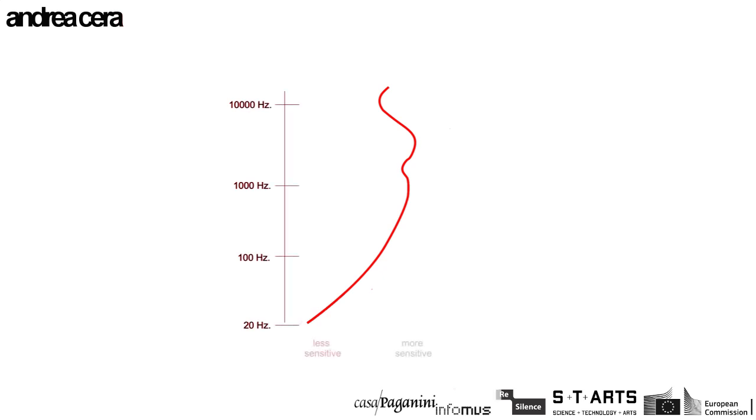This particular feature of our auditory system has been studied since the 1930s, with the first examples of the equal loudness contour curves. Diagrams which show how different frequencies have to be played louder or softer in order to generate the same sensation of loudness.